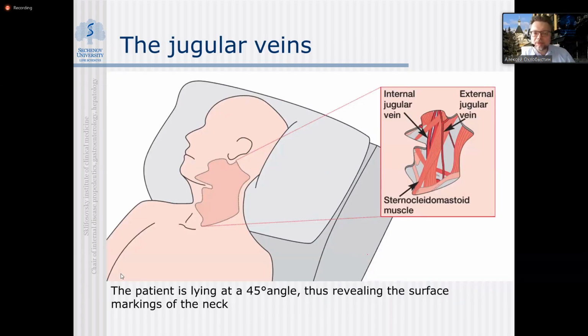Jugular veins. What I showed you on the previous slides was the superficial jugular vein. Here it is. That is a superficial vein, and the internal vein is here, very close to the carotid artery. That is a problem because in many patients you will be unable to differentiate the pulsation of the internal jugular vein from conduction of the pulsation from the carotid artery. For that, you may use the hepatojugular reflex.